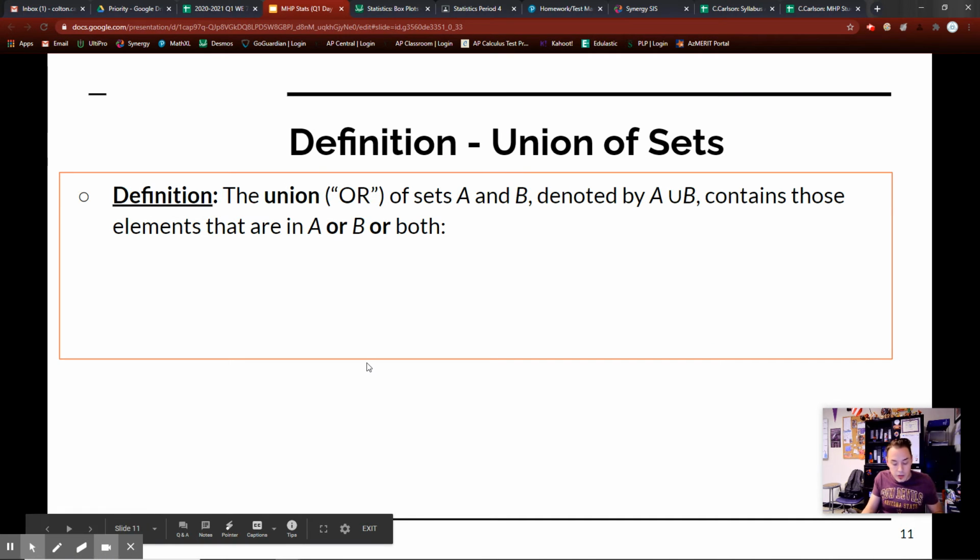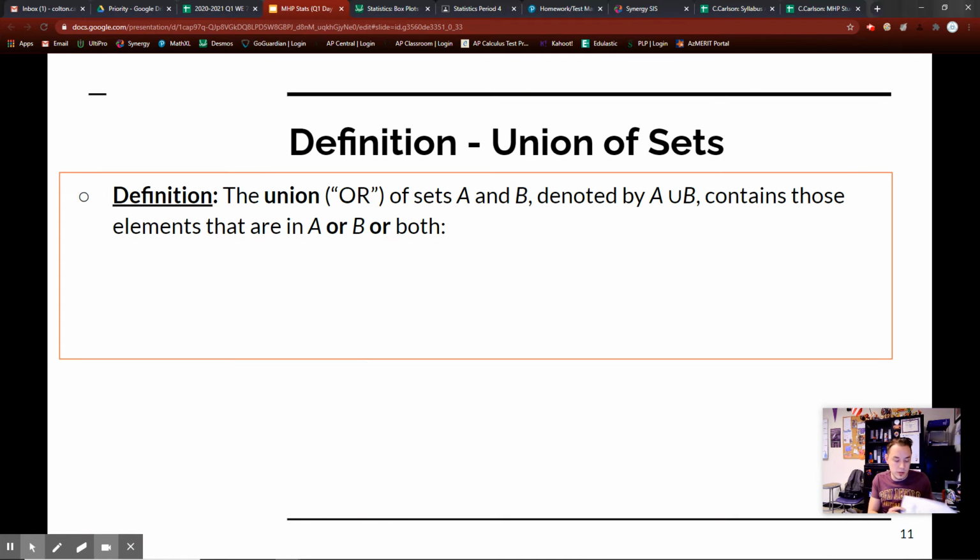Union of sets. Union of sets are a little bit more complicated. We're almost done. We have about 3 or 4 slides left. So the union of sets, what's the definition? Well, the union of sets A and B, denoted by A union B, that's what U means, contains those elements that are in A or B or perhaps both.